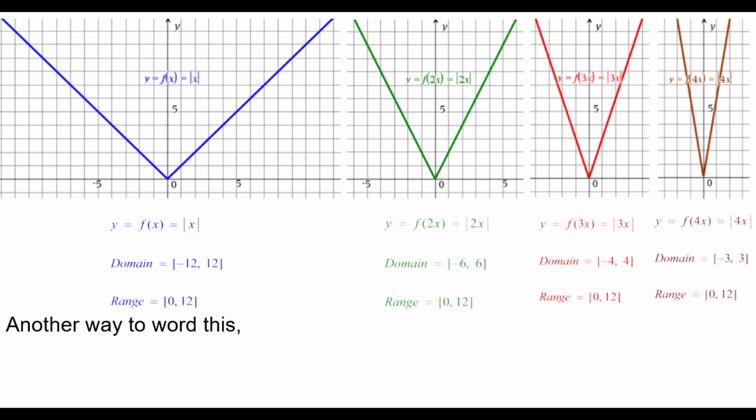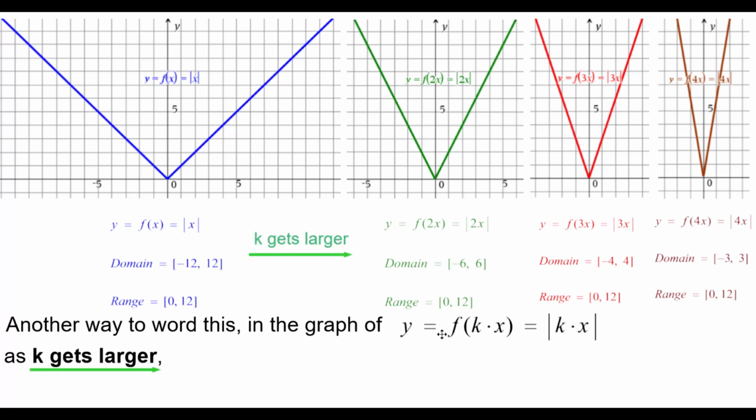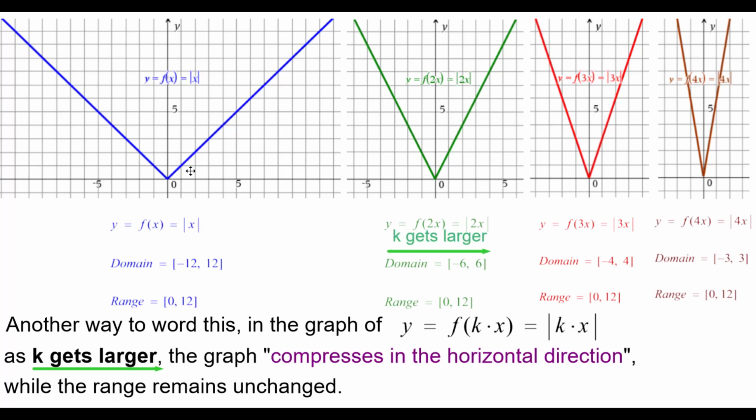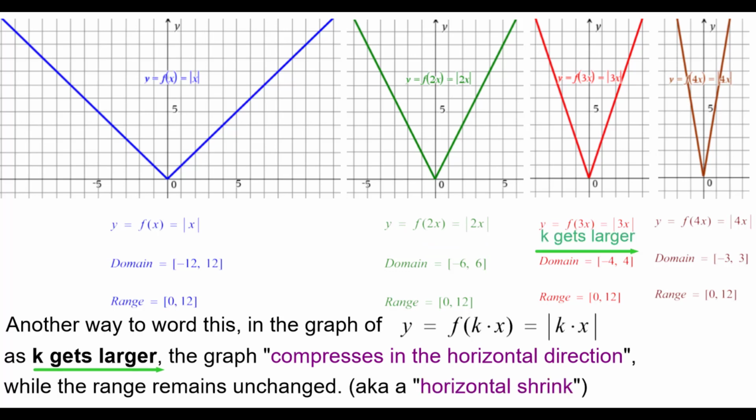Another way to word this, in the graph of y equals the absolute value of the quantity k times x, as the coefficient k gets larger, the graph compresses in the horizontal direction, while the range remains unchanged. Another way to say it is we could say it's a horizontal shrink as k gets larger.